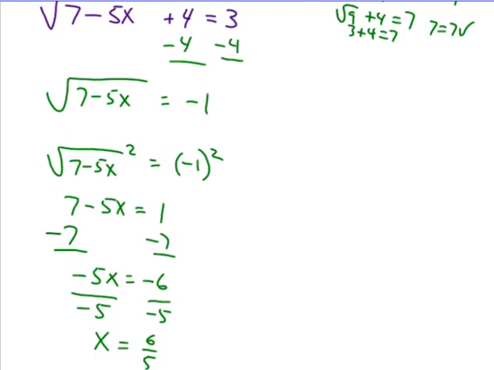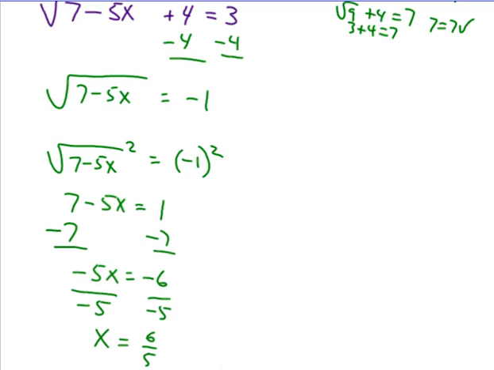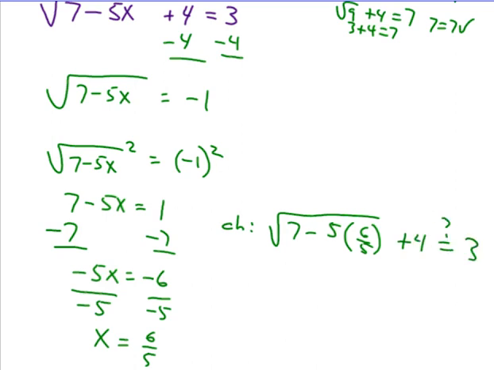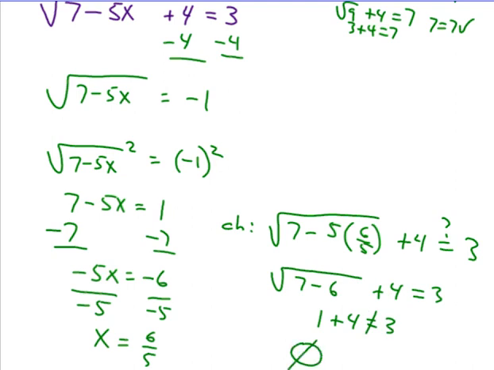So let's try checking it over here. Root 7 minus 5 times 6/5 plus 4, does that equal 3? And this is what? Root 7 minus 6 plus 4. You end up with 1 plus 4, and you can see that doesn't equal 3, so this one is another null set, or no solution.